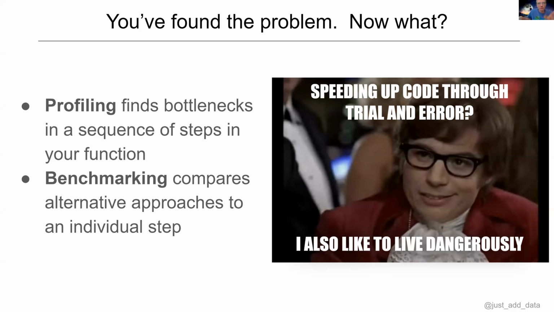Let's say that we've profiled a function and we've decided that we found a big source of our problem, and we want to know now how to make it better. Profiling helped us find bottlenecks in a sequence of steps of our function. Benchmarking is going to help us compare alternative approaches to one of those individual steps. If we found our bottleneck and we want to just target that one specific piece of code and find something that's better, that's where benchmarking comes in.